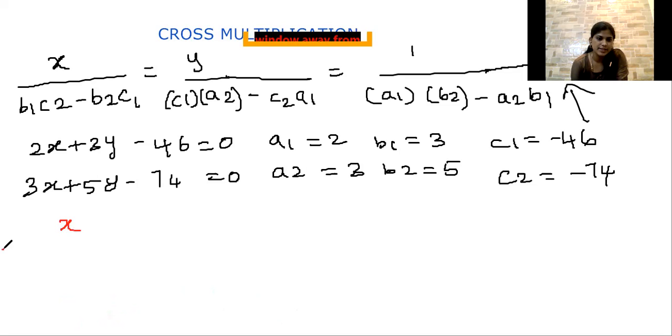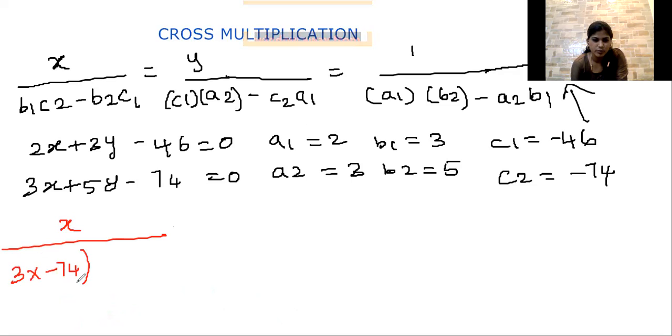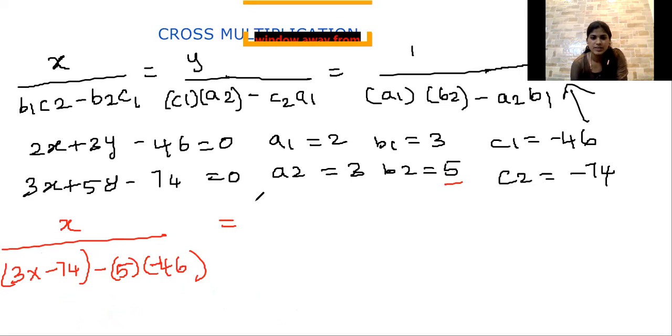So it is going to be x divided by b1 into c2. The b1 is 3 and c2 is minus 74, so you have to multiply 3 and minus 74. Minus, you have to multiply b2 and c1. So b2 is 5 and c1 is minus 46. Same thing, you're just going to substitute the values in the formula.